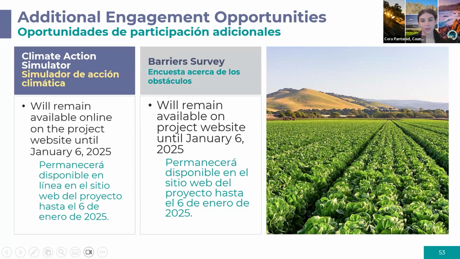So just some additional engagement opportunities. This climate action simulator tool will stay live and available until January 6th of 2025. We hope that this provides some value and is an interactive way of seeing which strategies the community is looking for. There's also the barrier survey that Hannah mentioned earlier, available on the website, and that will be available until January 6th as well.